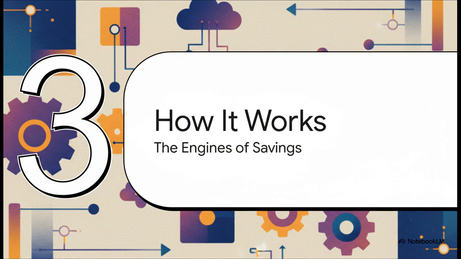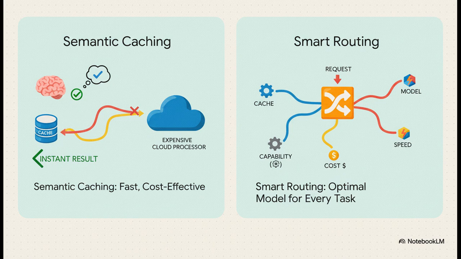So how does this intelligent layer actually save you money? Well, it's not magic. It's actually a combination of two really powerful, totally automated engines that are working for you behind the scenes. Okay, so the first engine is something called semantic caching. Now this is way smarter than a normal cache. Instead of just looking for identical word-for-word requests, it actually uses AI to understand the meaning behind a request. So if one user asks, "How do I reset my password?" and another asks, "I forgot my password, what do I do?" FluxAI knows they're asking the same thing. It serves up the cached answer instantly, and boom, you just saved an entire expensive API call.